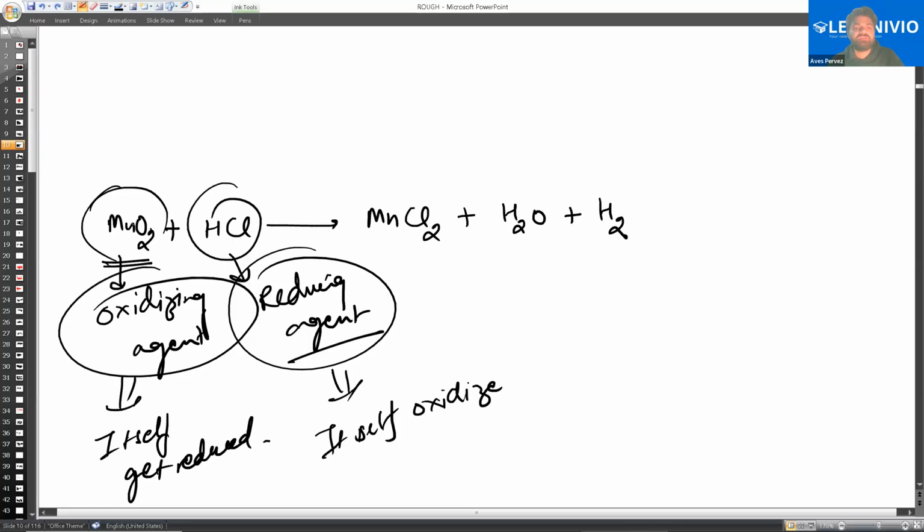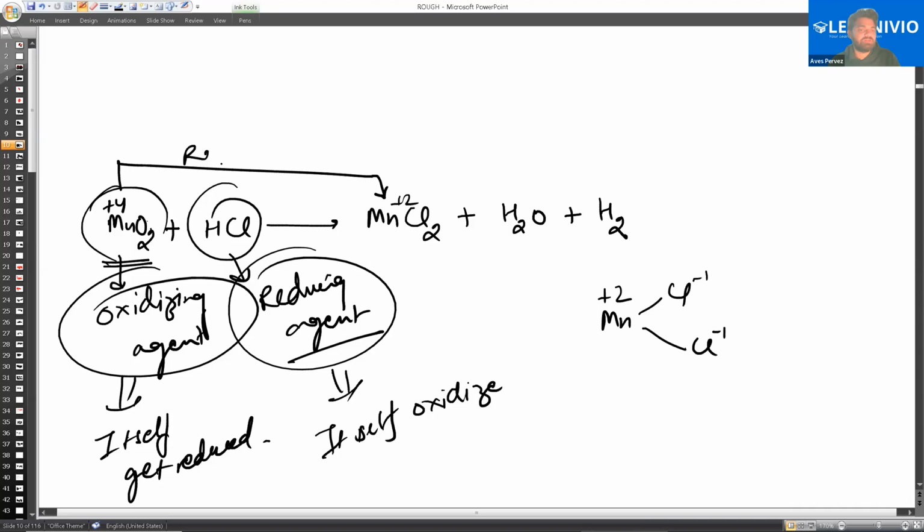So what is the oxidation state of Mn? I can check that in MnO2, Mn has +4 oxidation state. But in MnCl2, the two chlorine atoms are -1, -1, so -2 in total, so Mn should have +2. Got it? So Mn goes from +4 to +2. Going from +4 to +2 is a decrease, it is reduction.